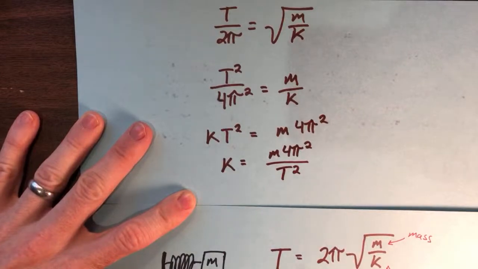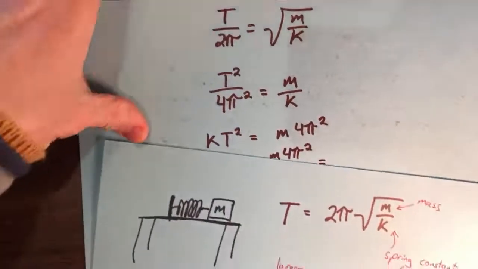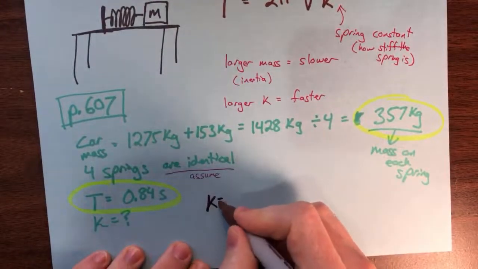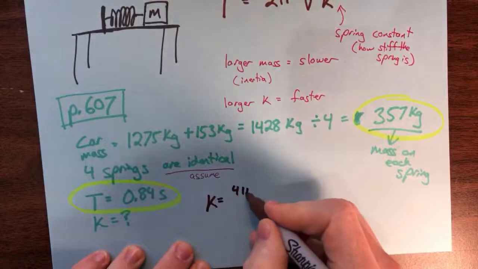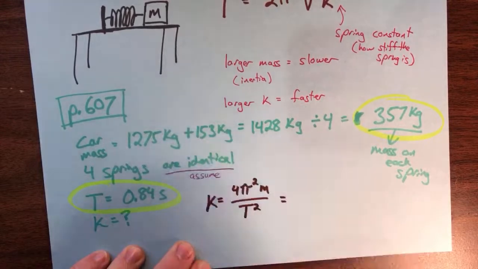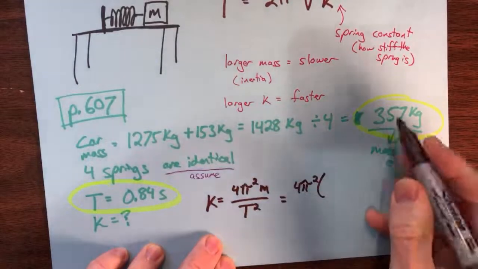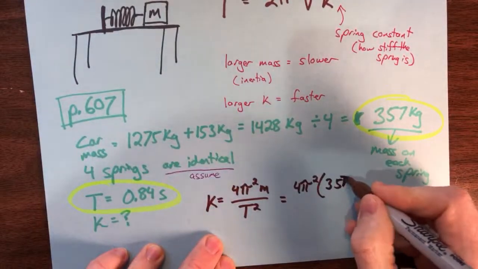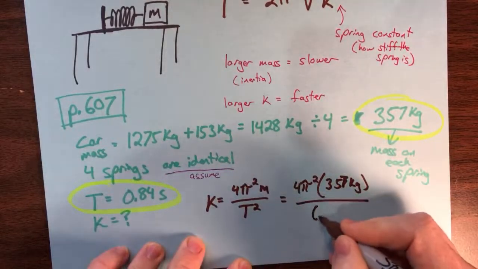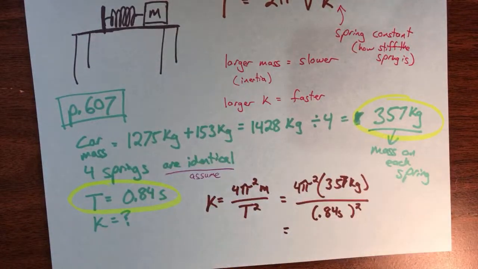So once we have that, we can just plug in some numbers. And so let me actually go back to here, and I'm going to rewrite it down here. So K is going to be, and let's just rearrange it to 4 pi squared M over T squared. Let's plug in some numbers, and that's going to get us 4 pi squared times the mass of 357 kgs over 0.84 seconds squared. Plug in the numbers and we should be able to get the final answer.